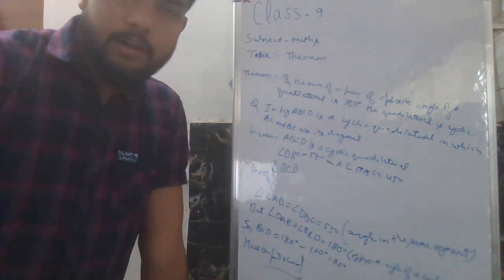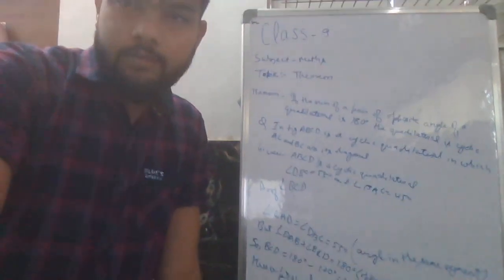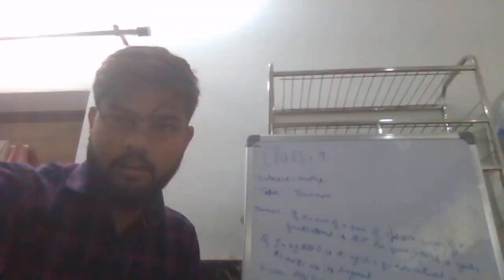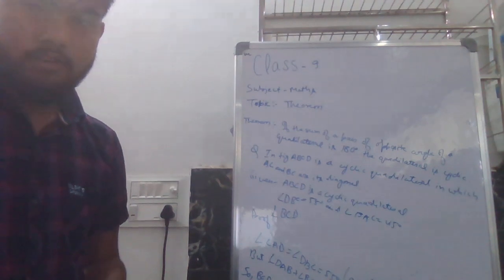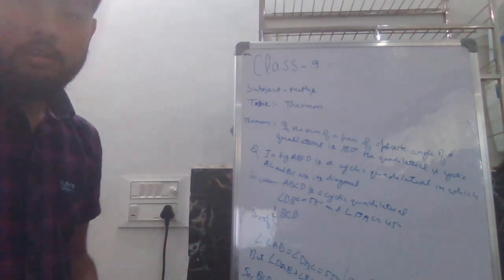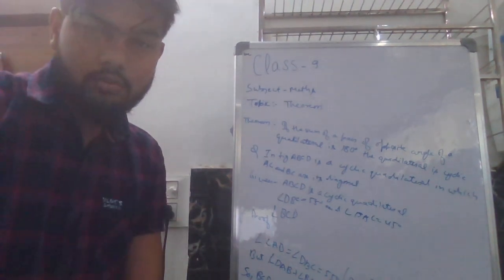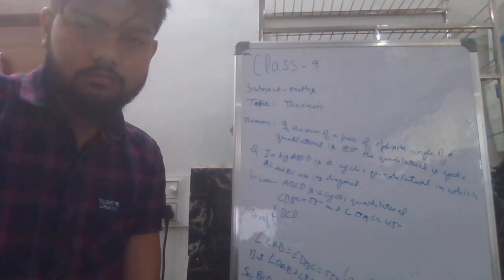So again, I have one question for you. If the sum of a pair of opposite angles of a quadrilateral is 180 degrees, the quadrilateral is, yes, cyclic. Okay, so let's move further.